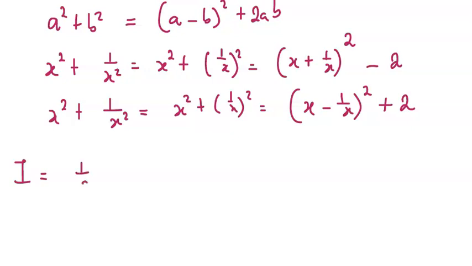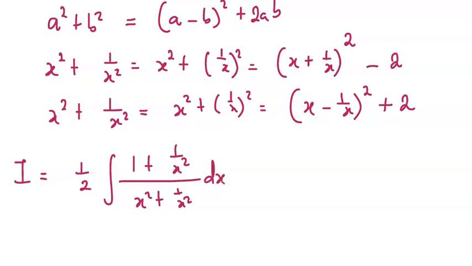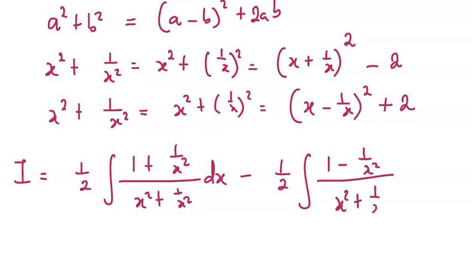So here this is 1 over 2 times the integral of 1 plus 1 over x squared, and then divided by x squared plus 1 over x squared, and then we have our dx, and then minus 1 over 2 multiplied by the integral of 1 minus 1 over x squared, then divided by, right? Cool. Then divided by x squared plus 1 over x squared, and then dx.